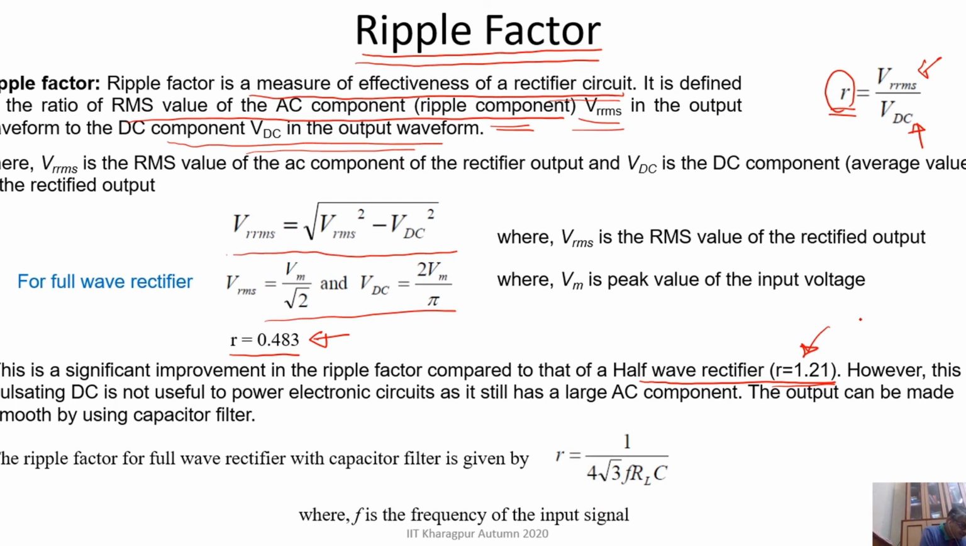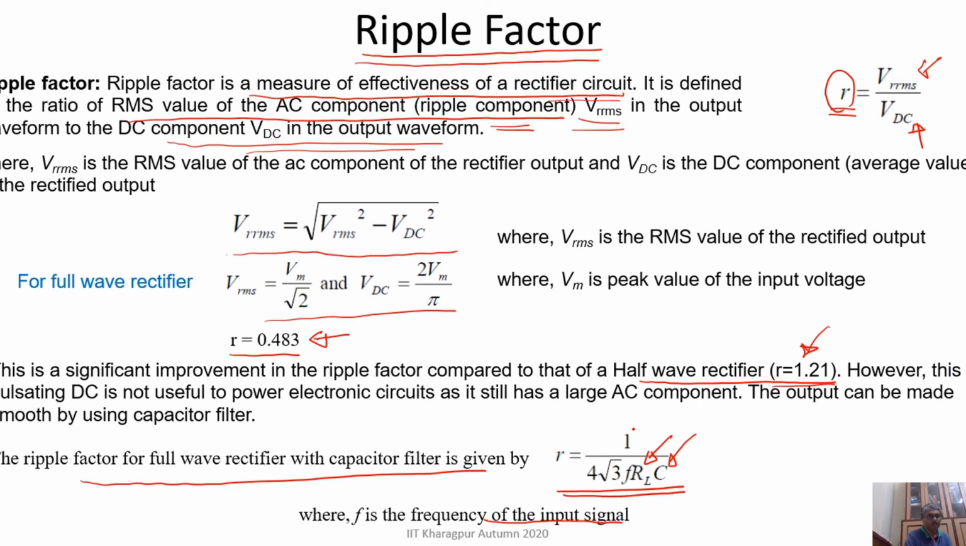However, the ripple factor of the full wave rectifier, the expression can be written like this, where we have your load resistance, you have your capacitance, and f is the frequency of the input signal. So this is the ripple factor. So with this, we will close today's lecture.